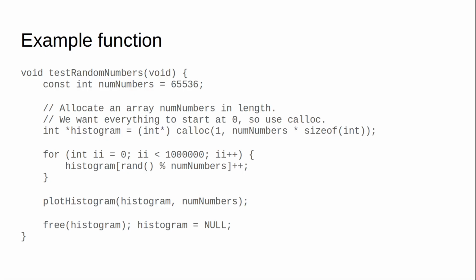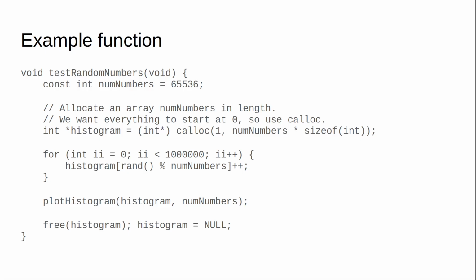All right, then we've just got a simple for loop that's going to run a million times. We're going to use our rand function that you've probably seen in your introductory course, and each integer within the histogram, we're going to go through, we're going to increment the count at that number every time we go through this, and then we're going to plot our histogram. At the end of that, we're going to free our memory and set our pointer to null.